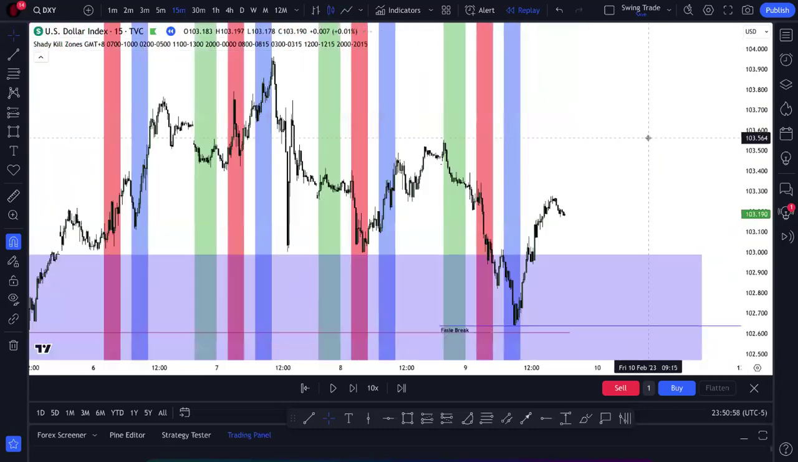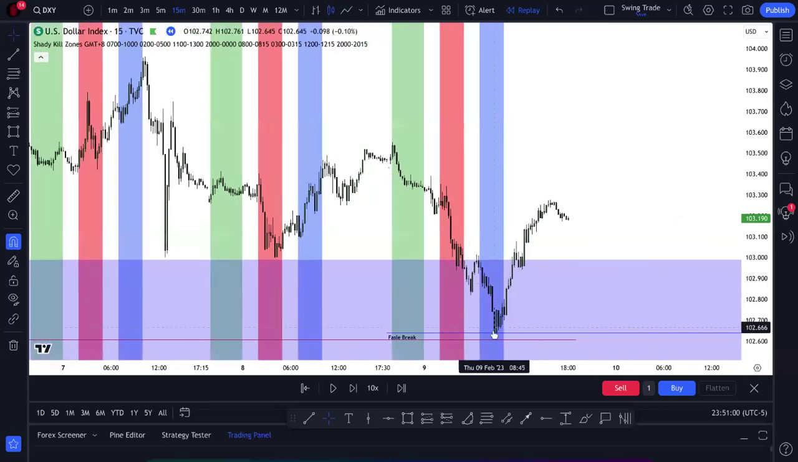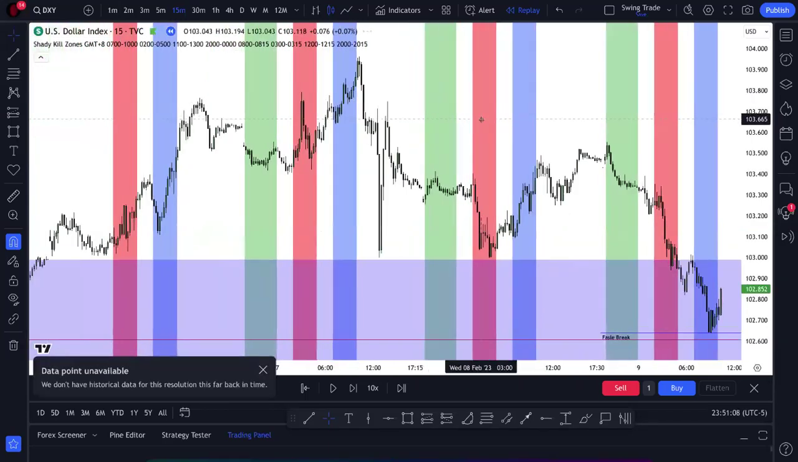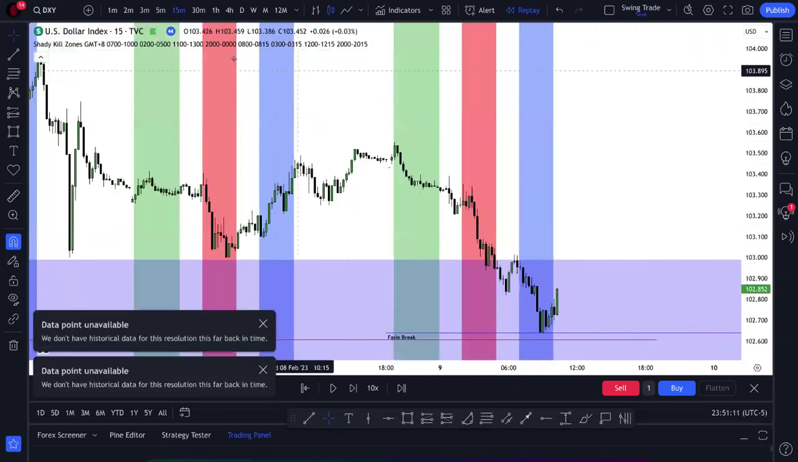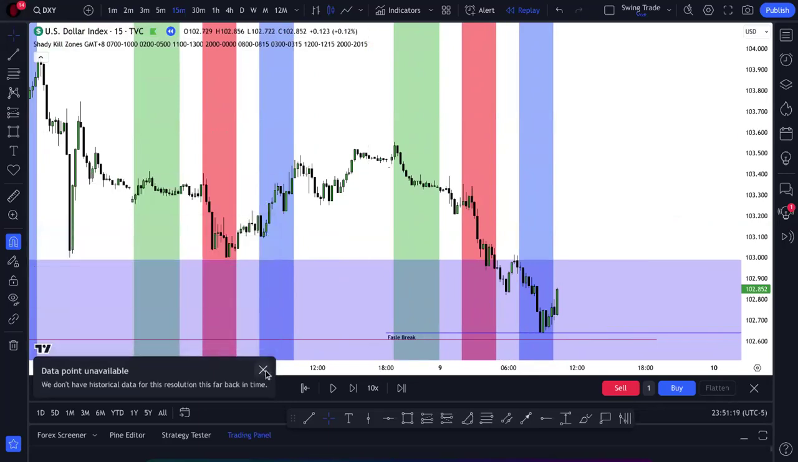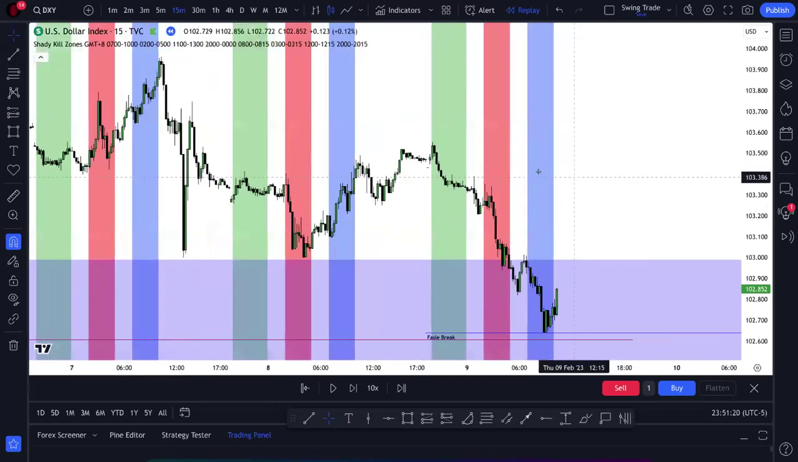New York session looks to turn around here. 1 minute. We don't have the data available. Let's see how low we can go. Dang, TradingView can't even go on a 3 minute. Pay all this money, you can't access certain things. TradingView, man, count your days, bro. Count your days.